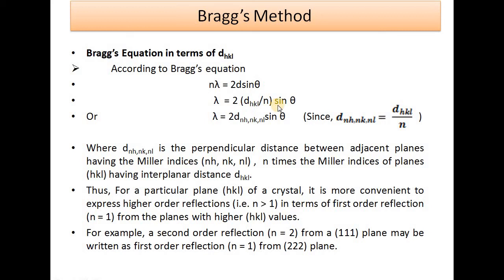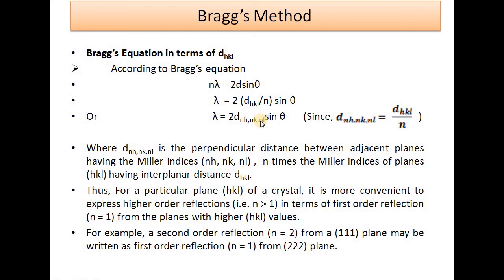Now we very well know that the distance between the planes having Miller indices nh, nk and nl will be equal to the distance between the planes having Miller indices hkl divided by n. So putting this here, we can write lambda is equal to 2 d_nh,nk,nl sine theta, where d_nh,nk,nl is the perpendicular distance between the adjacent planes having Miller indices nh, nk and nl, that is n times the Miller indices of planes having interplanar distance d_hkl. So this is the interplanar distance between the planes having Miller indices hkl, and this is the interplanar distance between the planes having Miller indices nh, nk and nl.